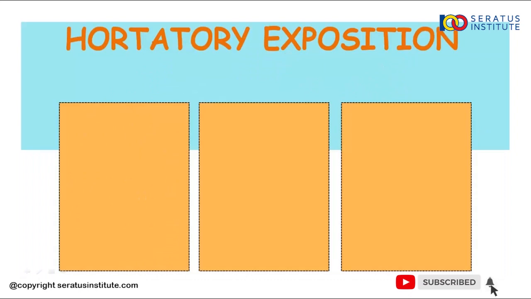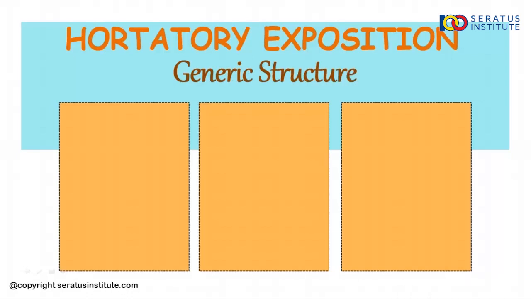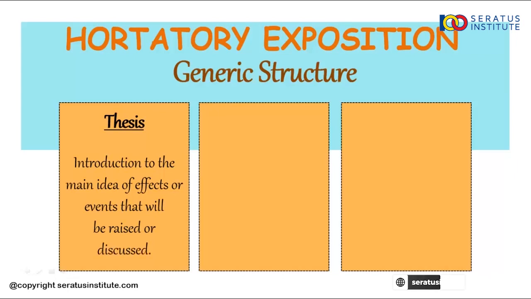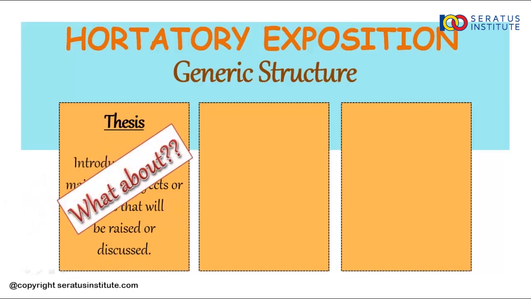Next, let's talk about the generic structure atau susunan paragraf dari hortatory exposition. The first is thesis. This is the introduction to the main idea of effects or events that will be raised or discussed. Thesis usually comes in the first paragraph. And in this first paragraph of hortatory exposition, it will tell you what is the text about.